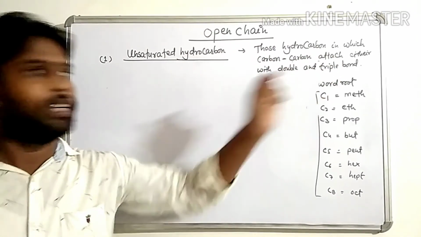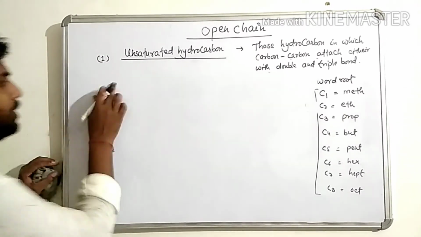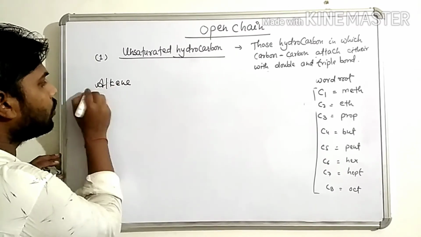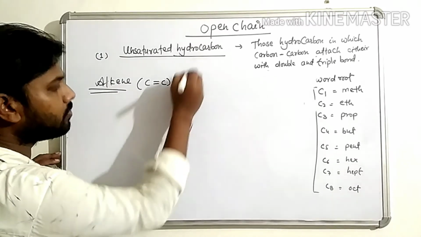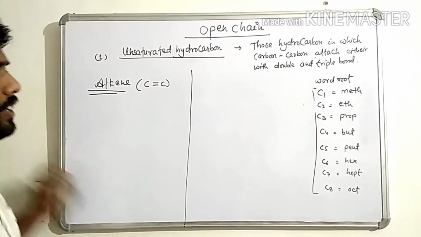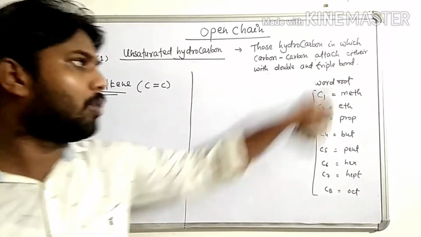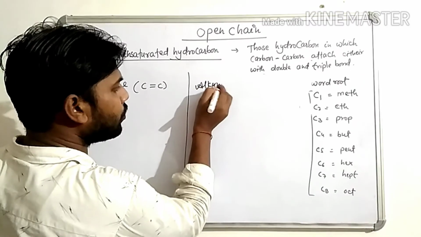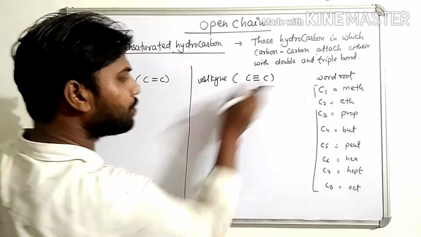If carbon is attached with a double bond, this will be alkene. Okay, children, here carbon is attached with a double bond, and if carbon is attached with a triple bond, it will be alkyne. Okay, so it is carbon triple bond.